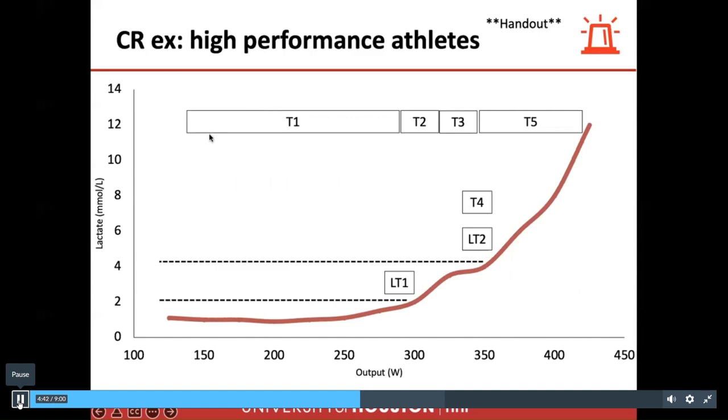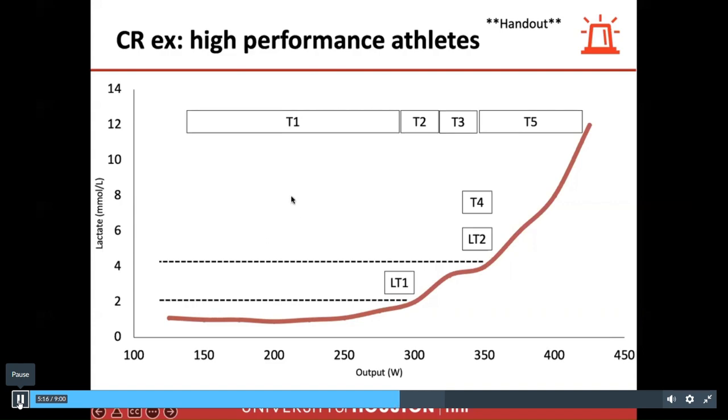So for high performance athletes, we have 5 training zones. We have training zone 1, which is below lactate threshold 1. Training zone 2 and training zone 3 are the lower and upper halves between lactate threshold 1 and 2. Then training zone 4, which is at lactate threshold 2, and then training zone 5, which is above lactate threshold 2. So with this method, if we take an average of people's lactate threshold, this is what we're going to end up with for these two thresholds.